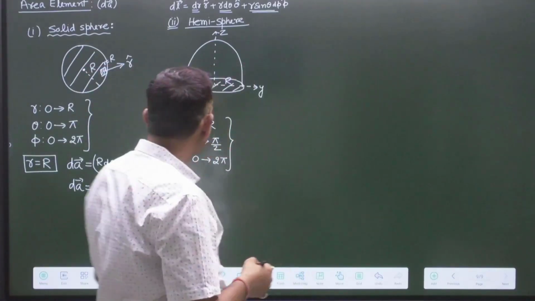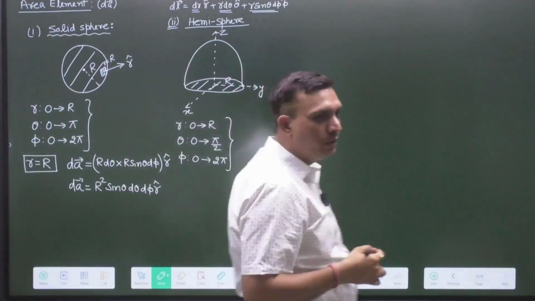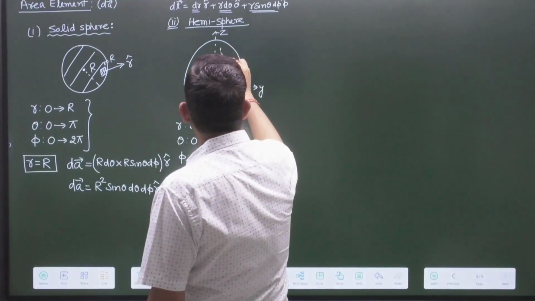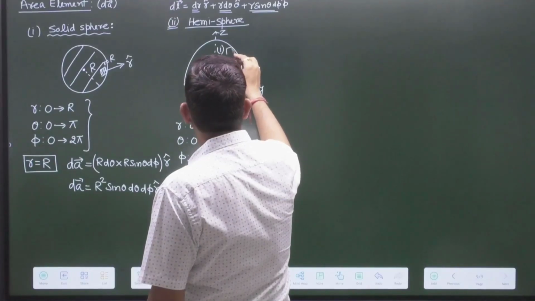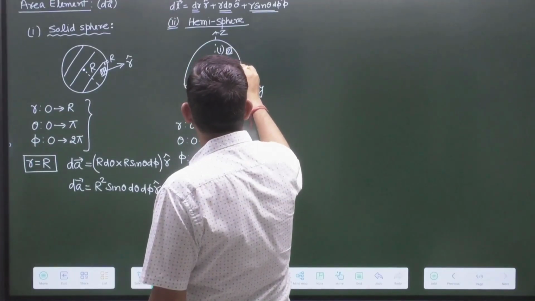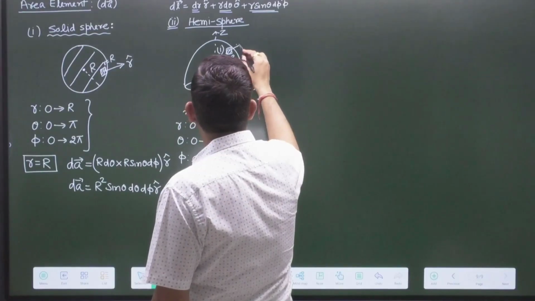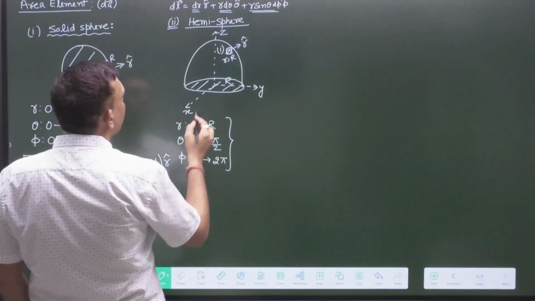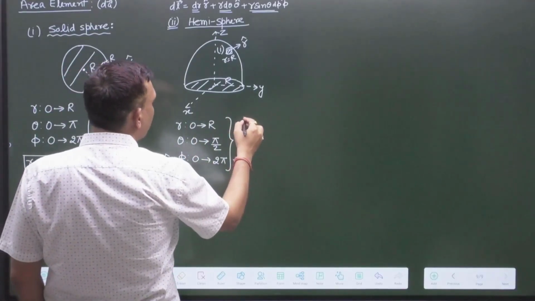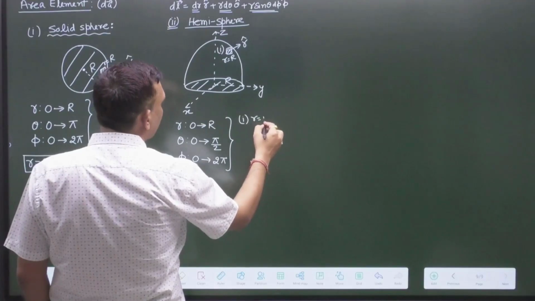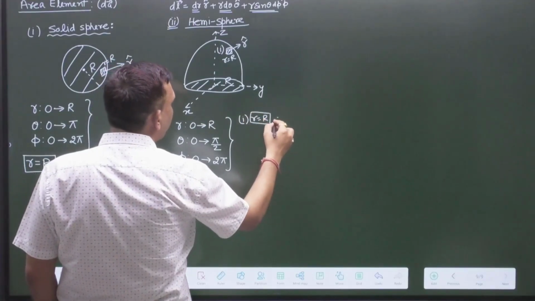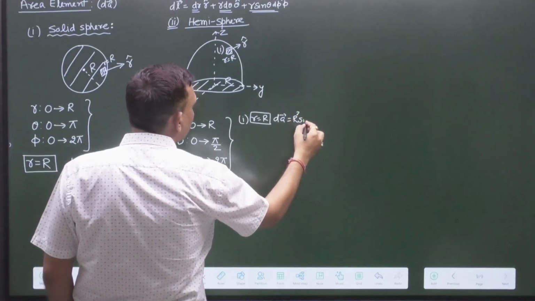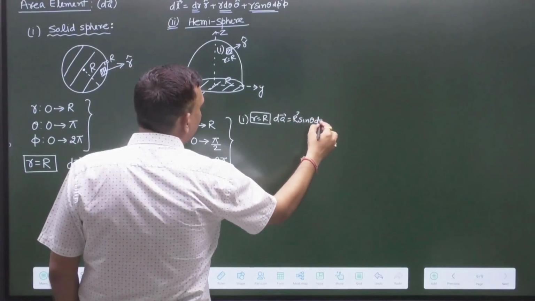Now this volume is surrounded by how many surfaces? Two surfaces. Surface 1 is the r is equal to R surface. And you know how to write the dA vector, that I have already written. R square sin theta d theta d phi.